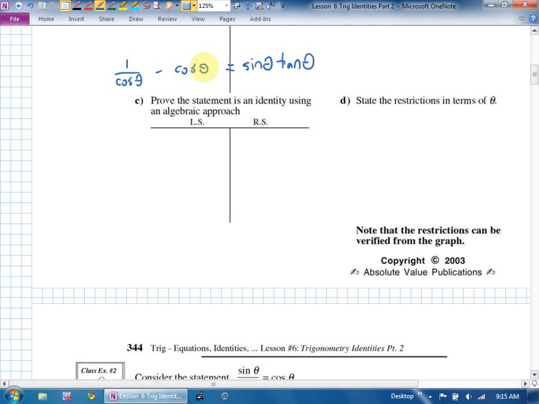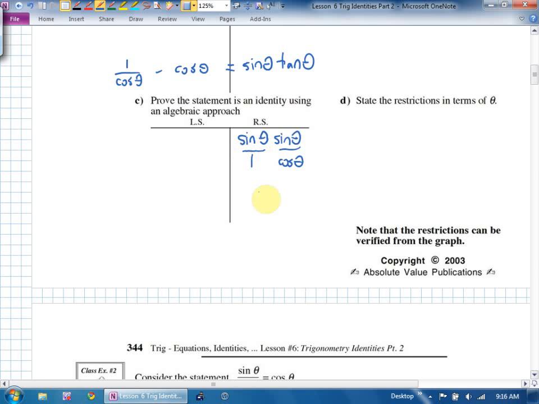Stop. I see 3. I think the first thing I'm going to do is rewrite this in terms of sine and cos. Is this already in terms of cos? Leave it. Is this already in terms of cos? Leave it. Sine theta. What is tangent? Sine theta over cos theta. Did I just get a fraction? Then I want everything to be fractions. Never have some and some not.